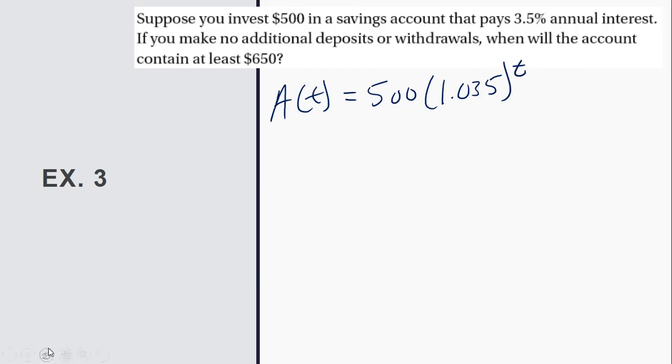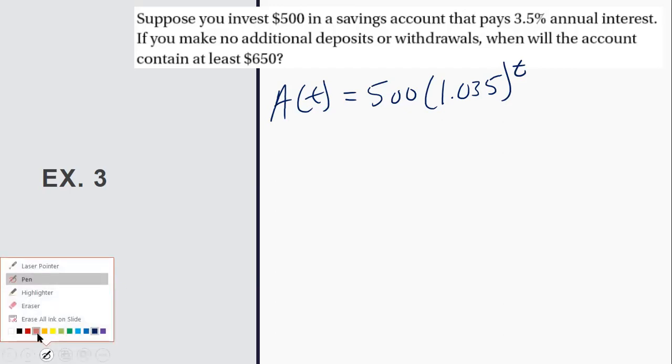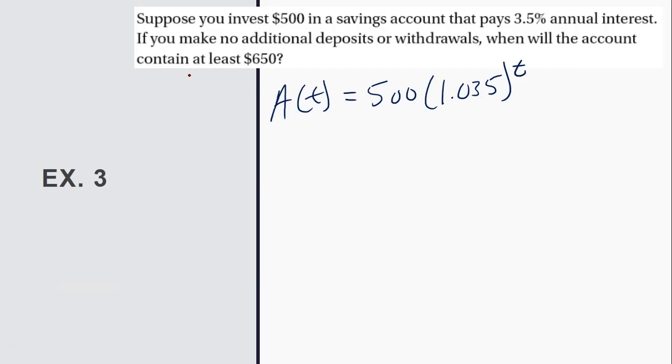The key thing here is we're saying "at least." So we're looking for at least $650. So when is it greater than or equal to 650 is what we're looking for.